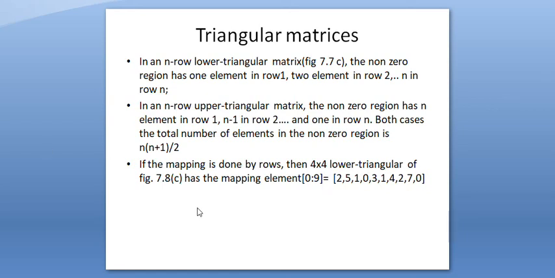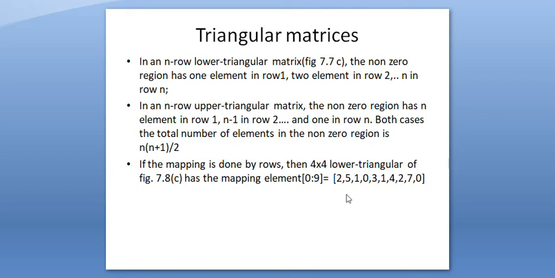The mapping function will not be discussed again, but how the program is going to map, we will discuss. One more thing to note here: statement number 2 talks about how much space we need to create for an upper triangular or a lower triangular matrix. If we look at an example, the 4 by 4 matrix in 7.7c, let's focus on lower triangular.